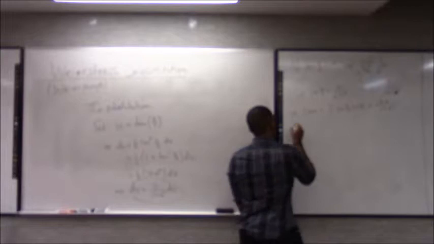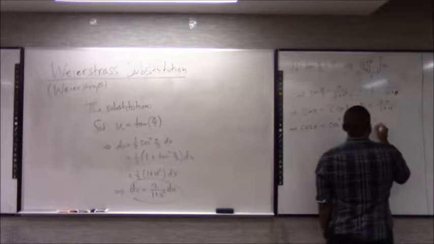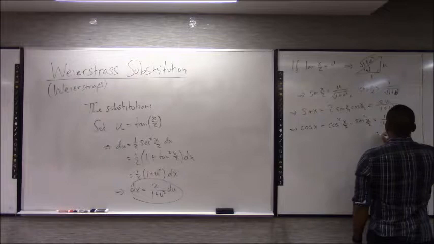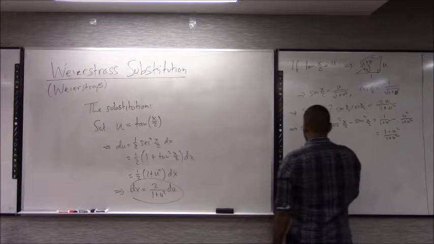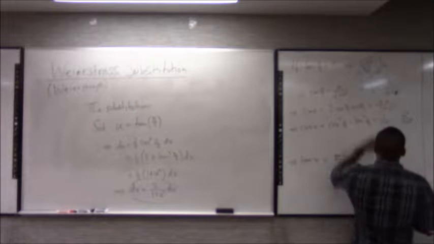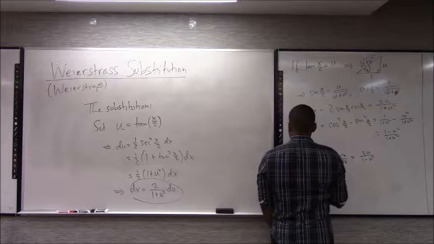And for the cosine, you can use the double angle formula as well. You have cosine squared minus sine squared, which is 1 over 1 plus u squared minus u squared over 1 plus u squared, or 1 minus u squared over 1 plus u squared. You can also find the tangent, which is sine over cosine. I take this divided by that, the 1 plus u squareds cancel, and I have 2u over 1 minus u squared. I'm not going to do examples of the other trig functions, but they can be found similarly.